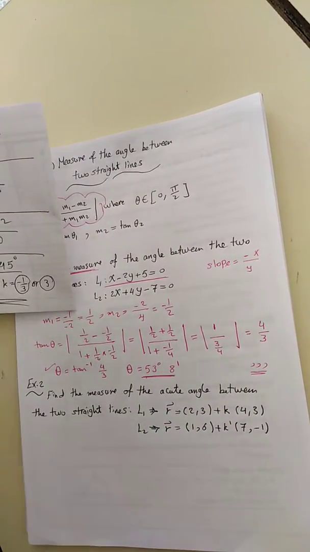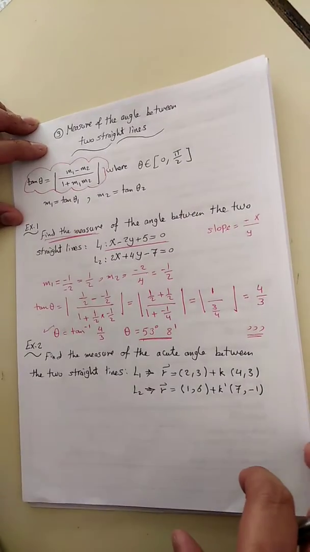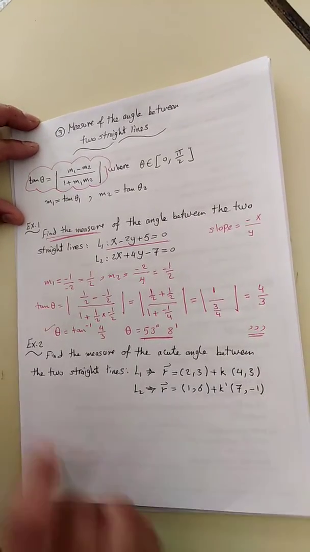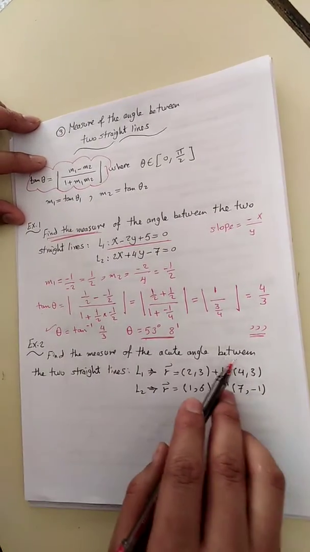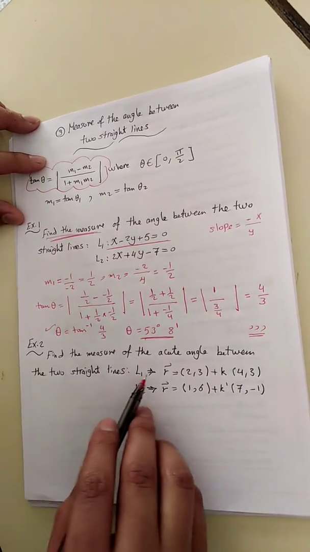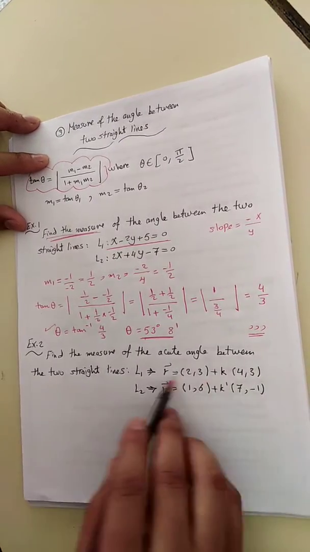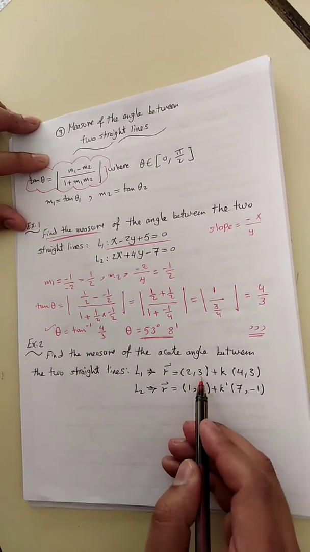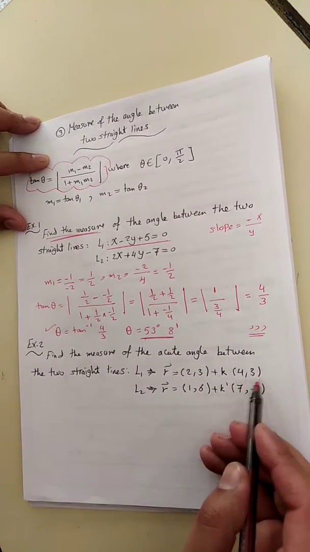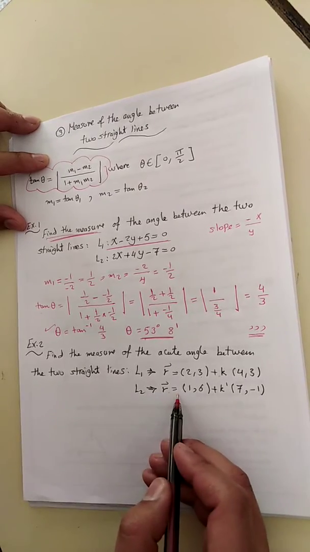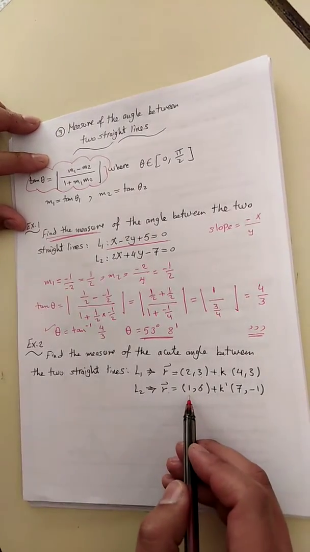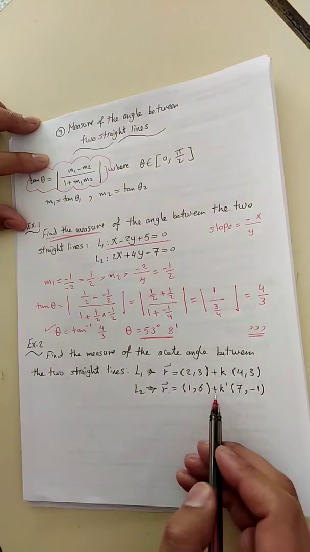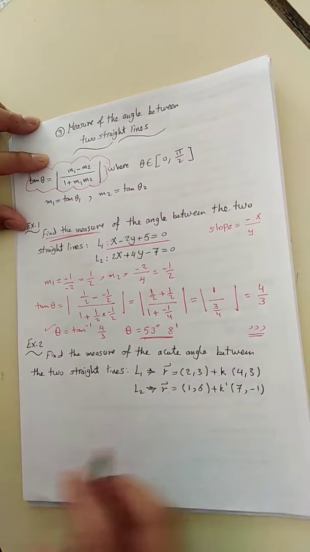This is the first question. The second question: find the measure of the acute angle between the two straight lines L1, given in vector equation form, 2, 3 plus k times 4, 3, and the second, 1, 6 plus k dash times 7, negative 7.